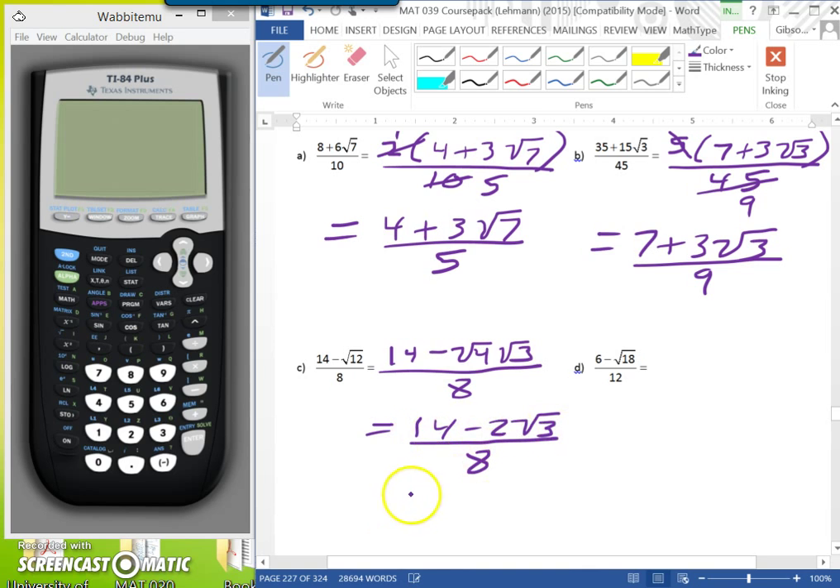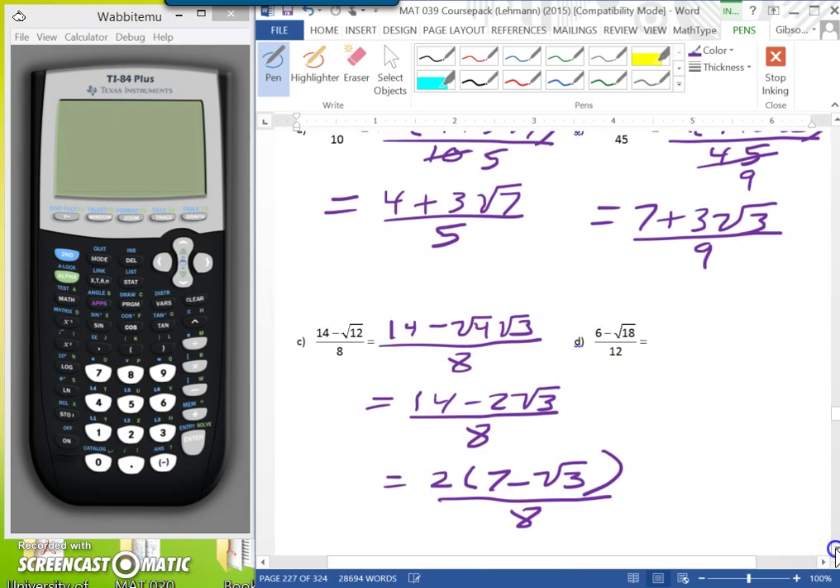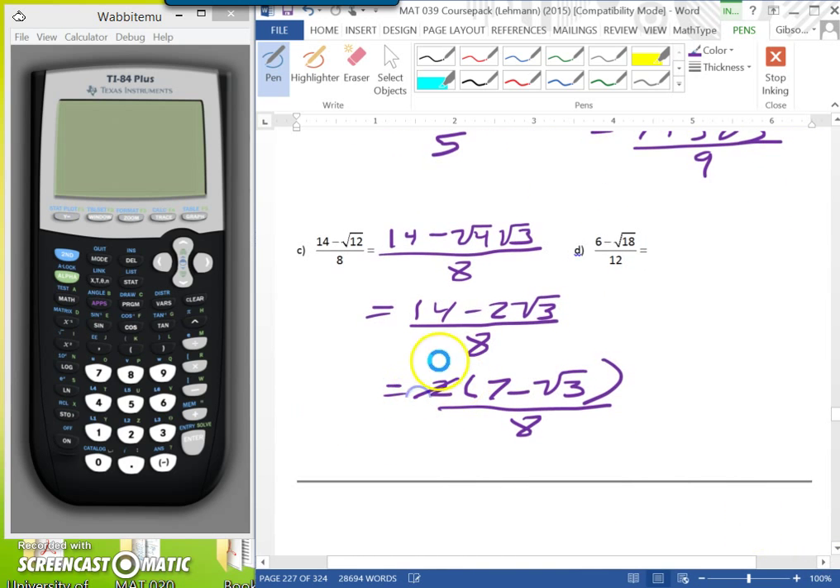Now we know 14 and 2 both have 2 in common. So we'll factor out a 2, and we have 7 minus the square root of 3, all over 8. Because when we factor out this 2, this would technically be 1 times the square root of 3, which is still the square root of 3. Okay, so now 2 and 8 both have 2 in common. 2 goes into 2 once, 2 goes into 8 4 times. So our final answer will be 7 minus the square root of 3, all over 4. And that will be our final answer for C.